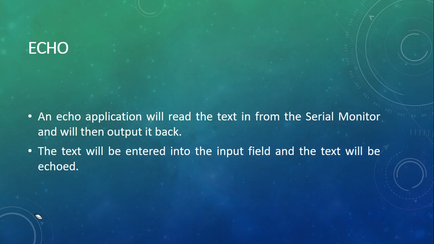Okay, next we have another example sketch. We have an echo application that will read the text in from the serial monitor and will then output it back. The difference with the first example that we have done is that the string hello world is included in the Arduino sketch. We really indicated it inside the code. For this example, for echo, we will be needing an actual user input string. And whatever the user types, it will then appear in the serial monitor in the output section. The text will be entered into the input field and the text will be echoed. So that's why it's echo.